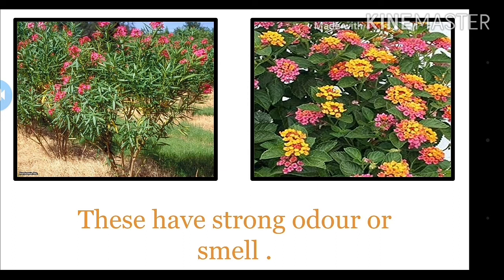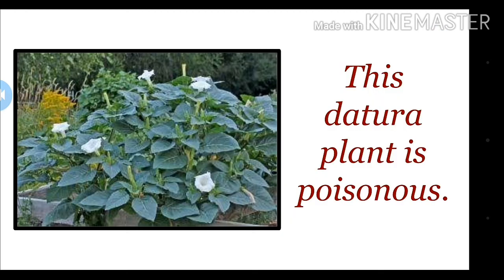Do you know that there are attractive plants? On those plants are attractive flowers, right? So these flowers are attractive, but sometimes they are harmful also. For example, plants like the oleander and lantana. These two have a strong odor, or we can say a strong smell. You know that when there is too much smell, we do not like it. It is the same case.